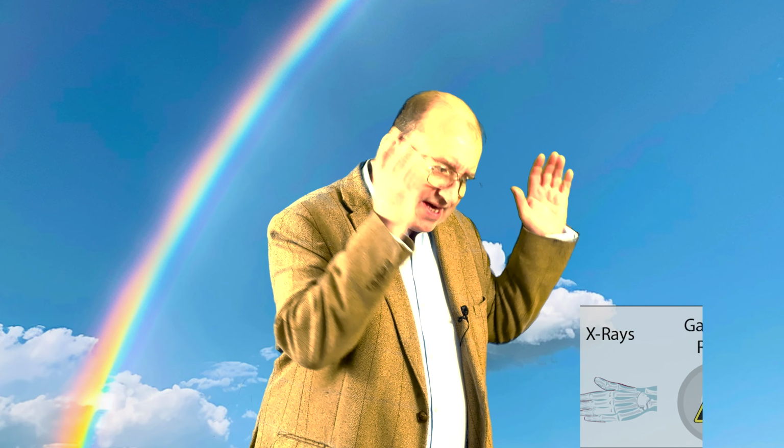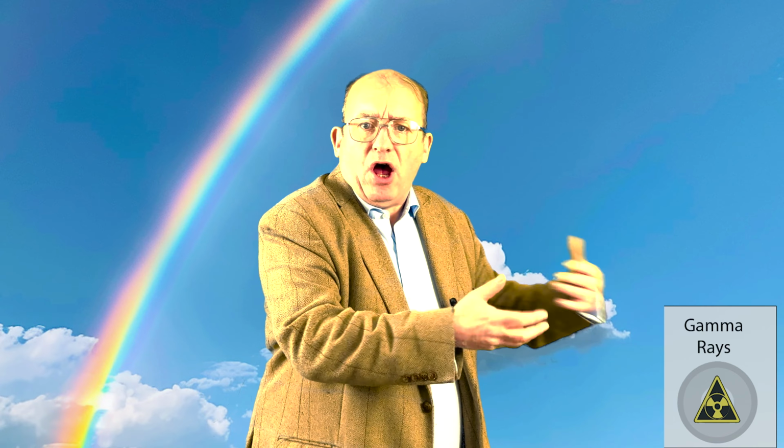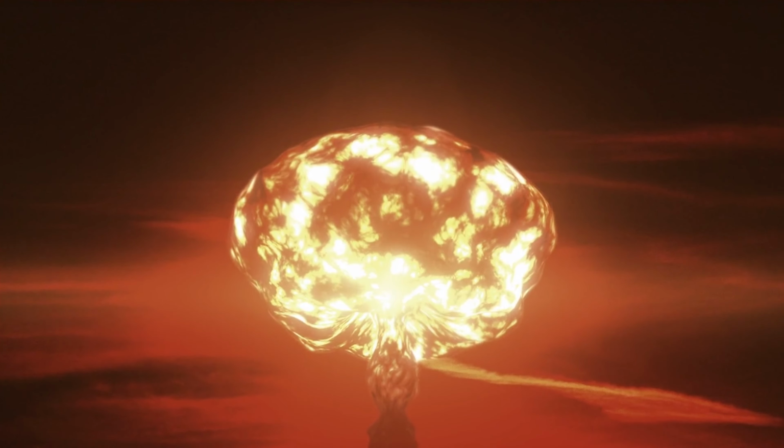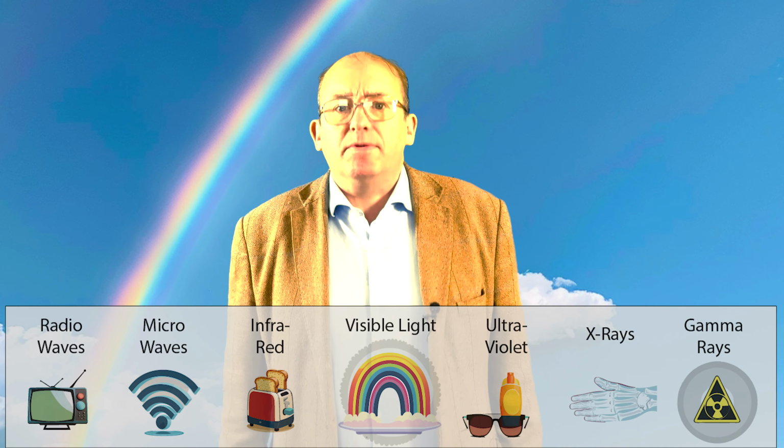Finally we have gamma rays. The highest energy and the highest frequency waves in the electromagnetic spectrum. They come from things like nuclear explosions or radioactive materials. So that's the electromagnetic spectrum in a nutshell.